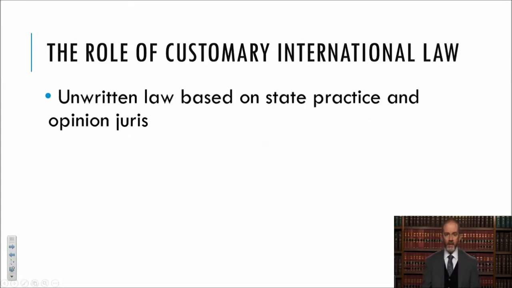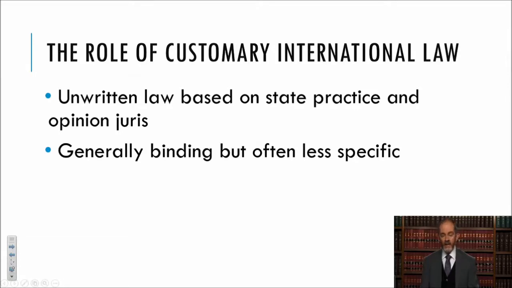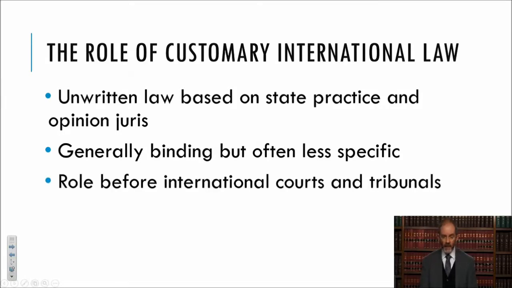To summarise what we've said about customary international law, it's a form of unwritten law based on these two elements of consistent state practice and opinio juris, not, unfortunately, "opinion juris" as appears on the slide, an autocorrect error. As I've said, it is generally binding. It binds all states in the international community, but its disadvantage compared to treaty law is that it's often, by its nature, less specific. One will wind up debating what the content of the rule is. And as we've said, it does have a role before international courts and tribunals, potentially in interpreting some elements of international law, particularly the concept of violations of the laws and customs of war.